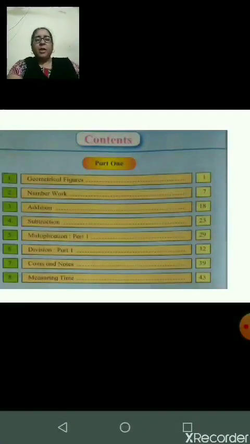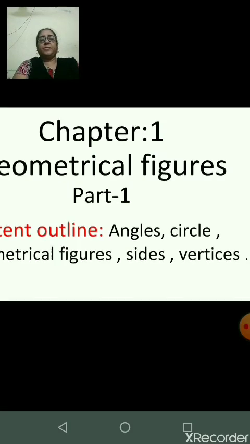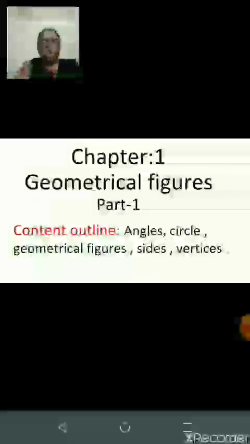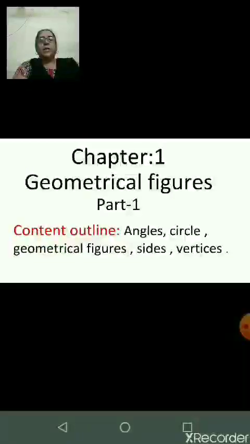Now this is the front cover of your Standard 4th maths textbook. Now let us see the contents in this part 1. These are the part 1 contents which we are going to do for the first term. Now the first chapter is about geometrical figures. Here you can see, children, chapter 1, geometrical figures. This is part 1. We are going to do this chapter in parts.